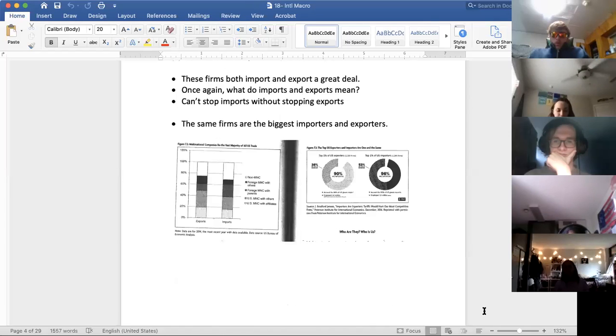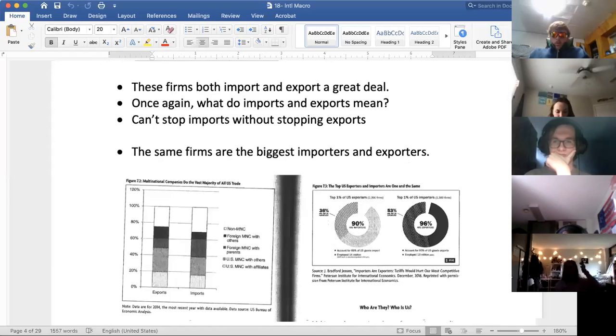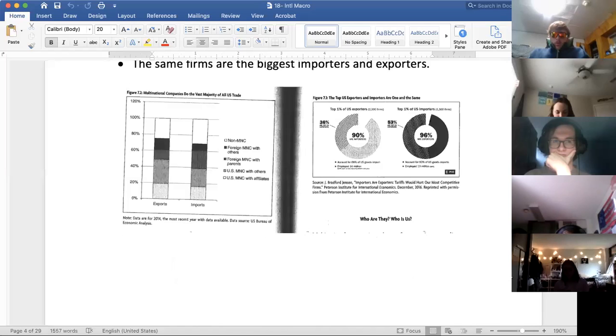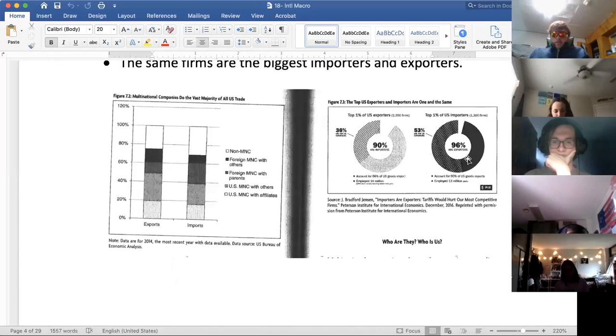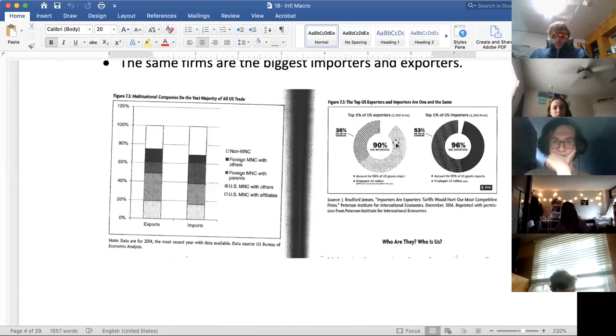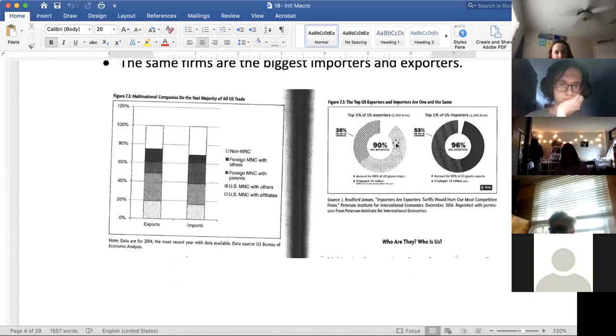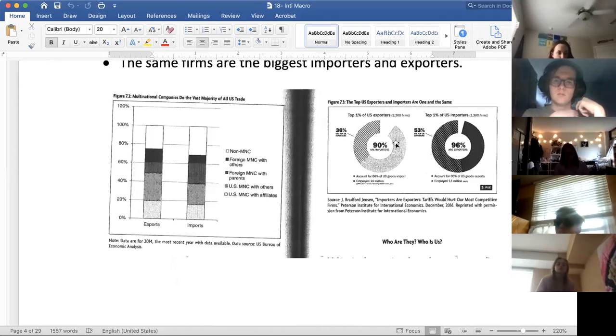So this is a little hard to read. Blow it up here. Probably the easiest one, the left-hand side is maybe a little confusing, but let's focus on the right-hand side. If you look at the first circle on the right-hand side, the top 1% of US exporters, in other words the biggest 1% of firms that do most of the exporting, 90% of them are also doing importing. And if you look at the other circle, the top 1% of US importers, 96% are also doing exporting. So our biggest importers are also doing exporting. Our biggest exporters are also doing importing.